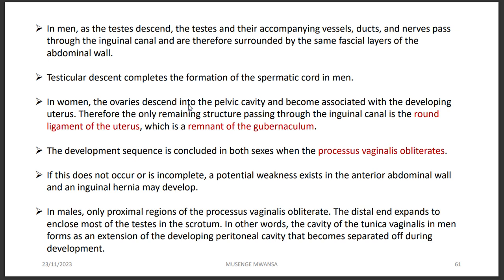So what are we saying? In women, the ovaries are going to descend into the pelvic cavity and become associated with the developing uterus. It goes into the pelvic cavity instead of going into the perineum. So because of that, the only thing that remains passing through this same inguinal canal will be the round ligament, the one which was supposed to be directing the testis where to pass. Because in females there are no testes, so this would be the only thing that would be there.